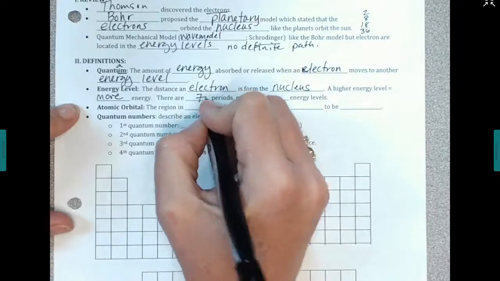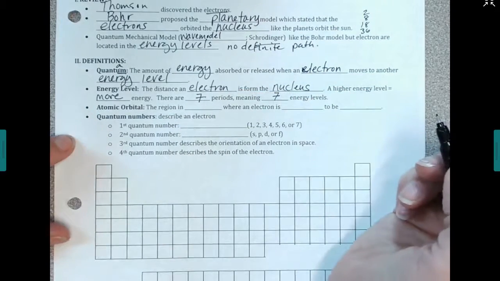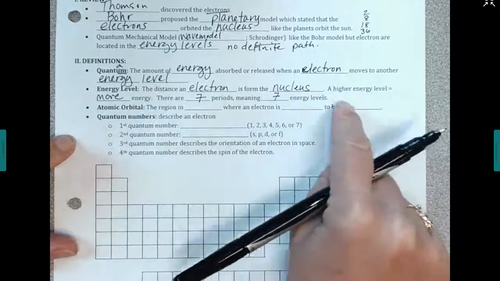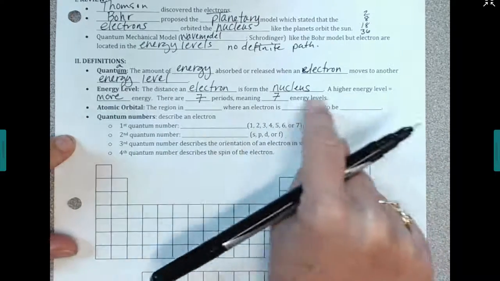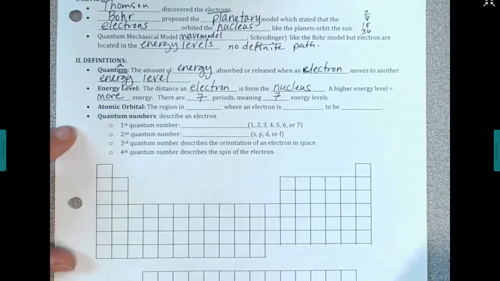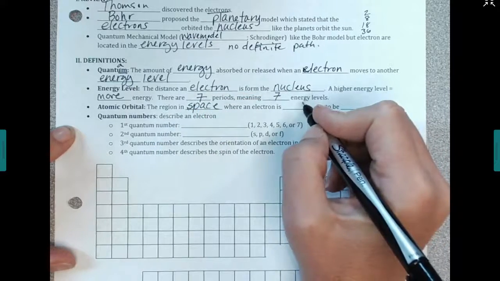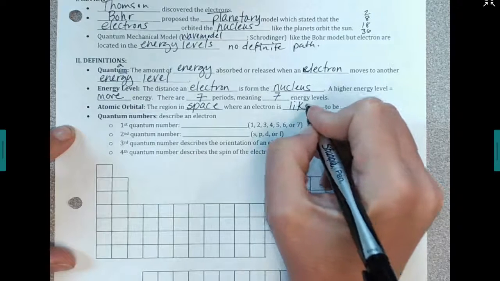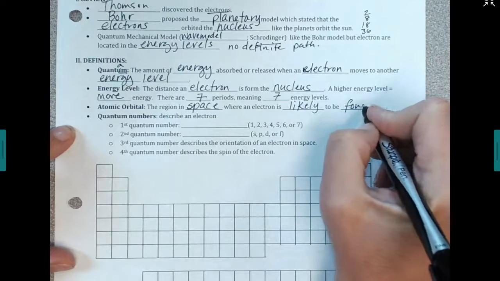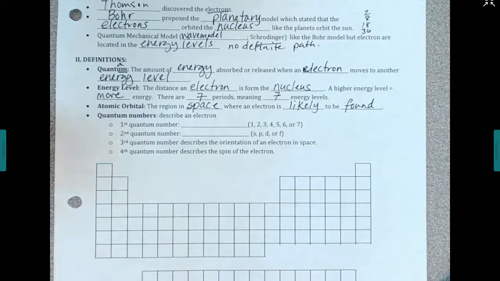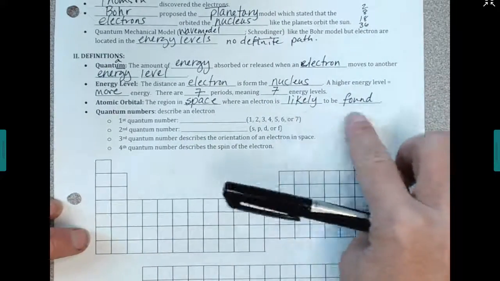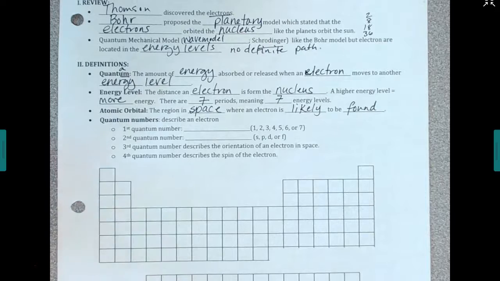Remember that there are 7 periods, meaning there are 7 energy levels. And remember, periods go across. You can think of it, we end a sentence with a period and it goes across. Atomic orbital. This is the region in space where an electron is likely to be found. Again, there's no definite path, so we say it's likely to be found. And we're going to learn in PreAP some sp hybridizations. We're going to learn a little bit more in depth about atomic orbitals.